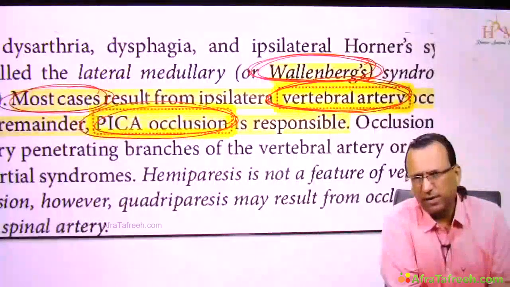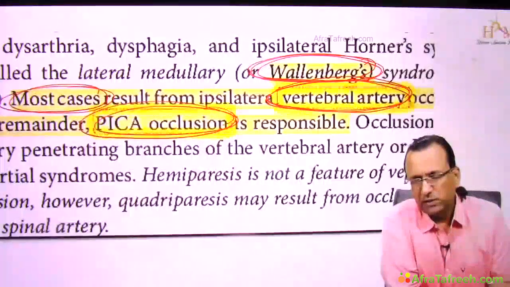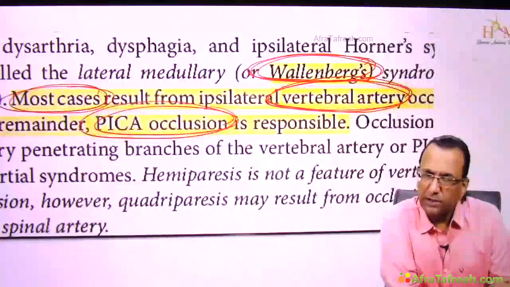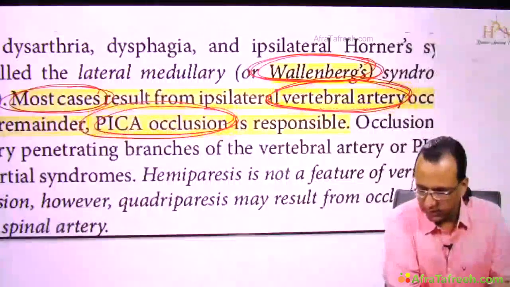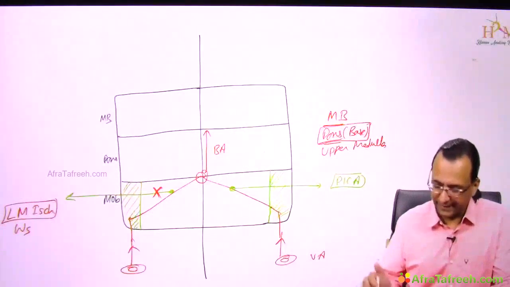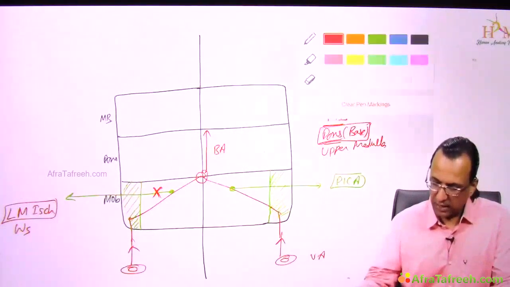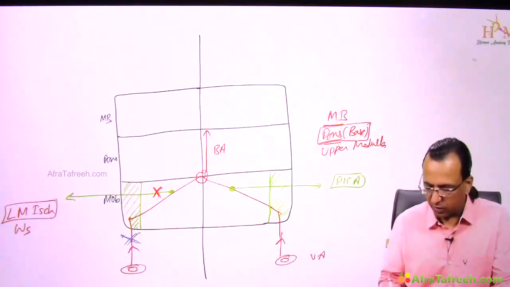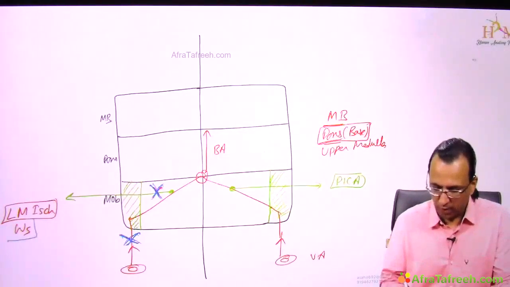Okay, so the vertebral artery is more responsible when it is occluded. There is Wallenberg syndrome. Yes, actually a question came like that. So let us continue with our diagram. As you continue with the diagram, remember it is mostly the vertebral artery that is occluded and less often the PICA occlusion leading to Wallenberg syndrome.